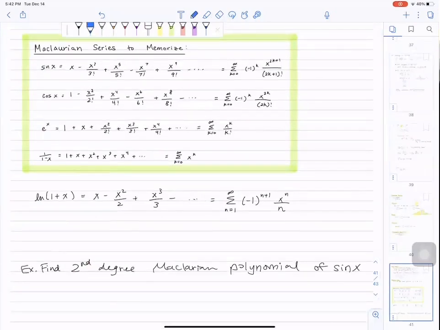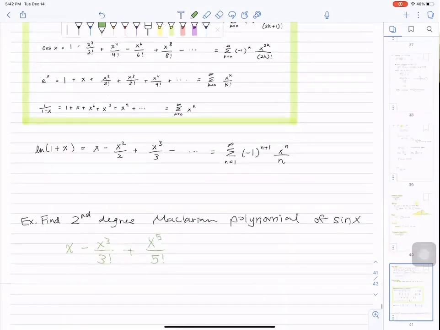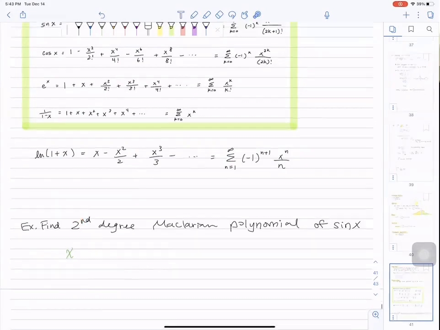So if you wrote your answer as x minus x cubed over 3 plus x to the 5 over 5, that would not be correct, because you're going above 2 degrees. You have an x cubed, you have an x to the 5. You don't want that. The x to the 5 term is too high. The x cubed term is also too high. So the answer here would just be x, because that's degree 1, that's less than 2, that's great.